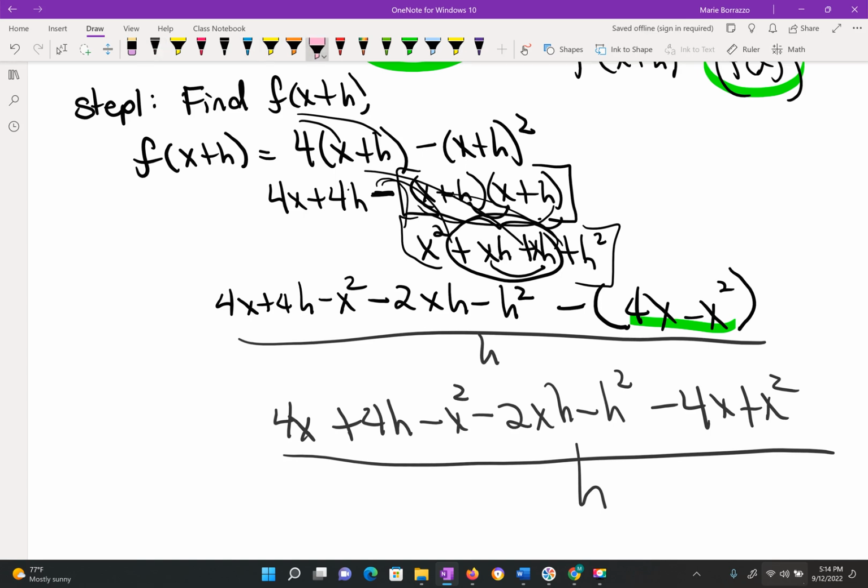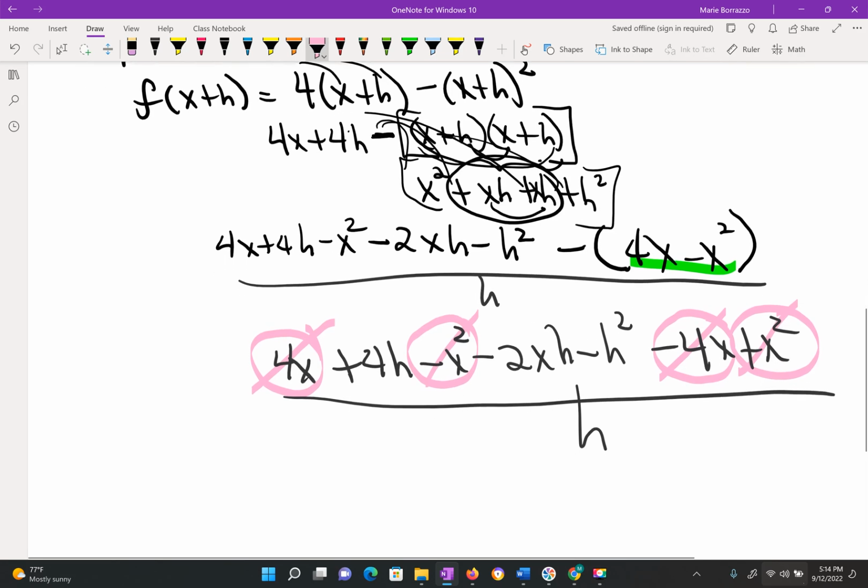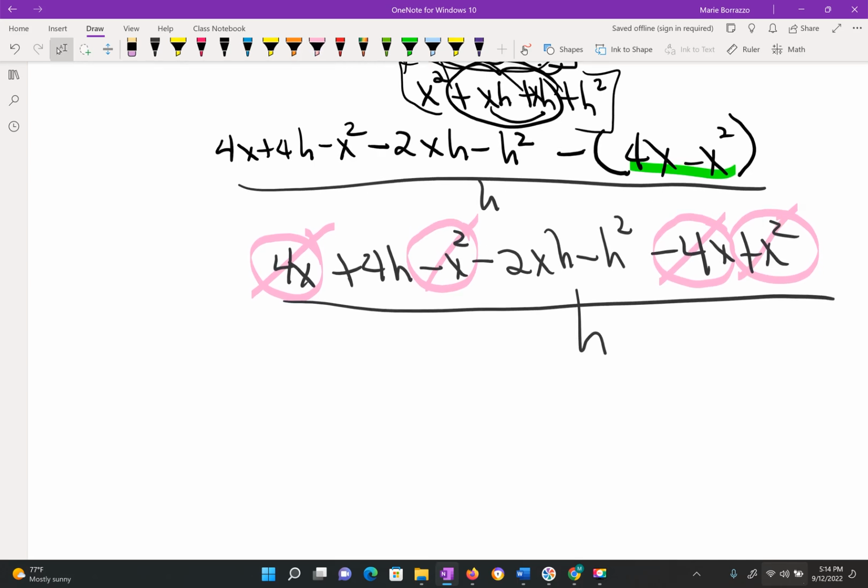Which means in pink, if you look carefully, the 4x cancels with negative 4x. The negative x squared is going to cancel with the positive x squared. And something else cancels. Well, eventually the h is going to cancel. I think that's it, actually. So you should be left with 4h, minus 2xh minus h squared.